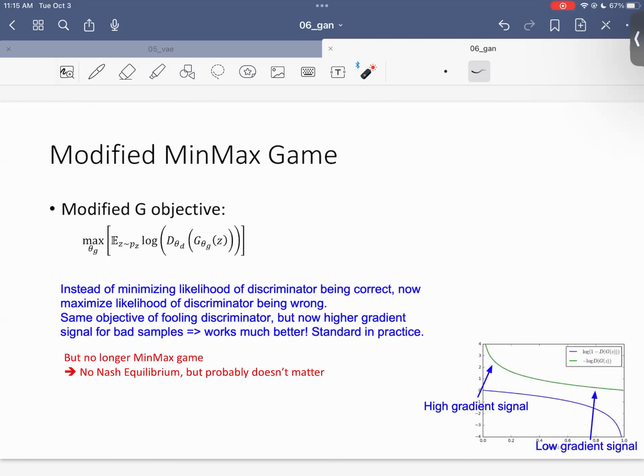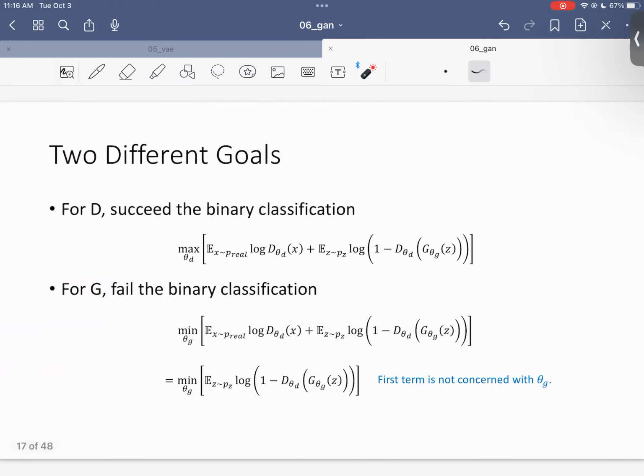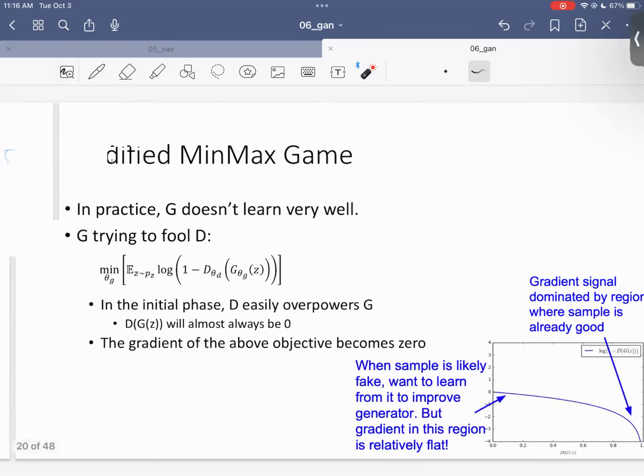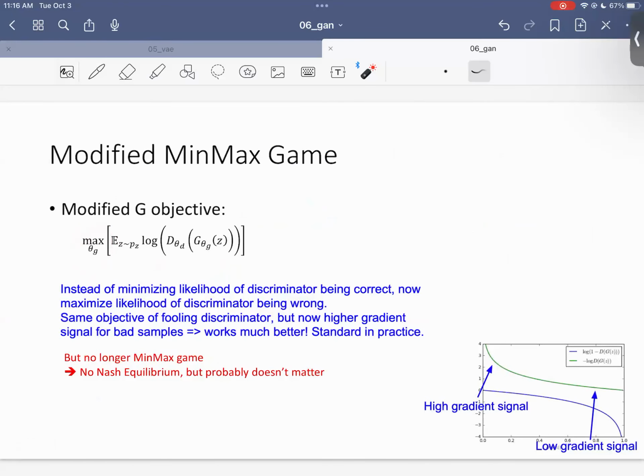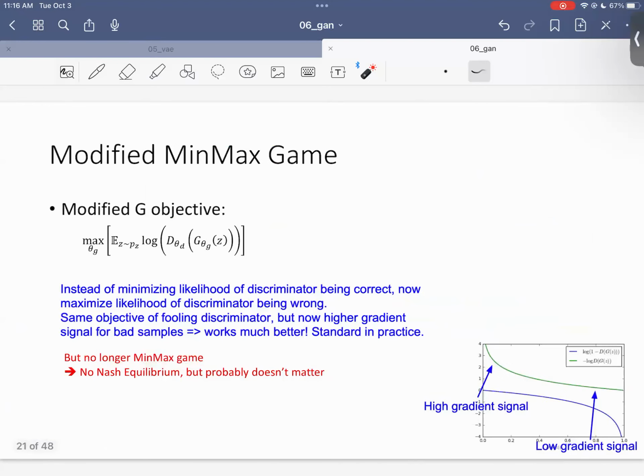Now you can see it's no longer a min-max game, where max was for theta d and min was for theta g. Now we're playing max for G, so it's a max game, and it's no longer a min-max game. There's no Nash equilibrium, and the theory is kind of lost here now. But still, it works pretty well. It works way better than the original. So probably it doesn't matter that there's no Nash equilibrium. As long as we get good synthetic images, that's all we want.